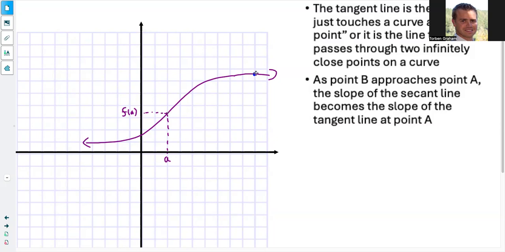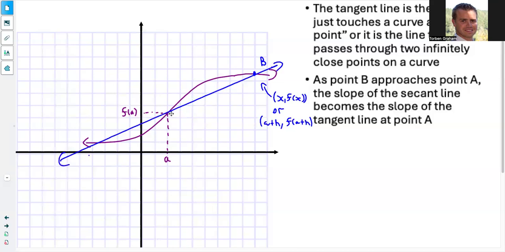So let's say, for example, this point here, let's call it B, which would be given by x comma f of x, or a plus h comma f of a plus h. So if we were to draw a secant line that connects those two, we'd get a line something like this. We can see right now this line does not match this here at all.